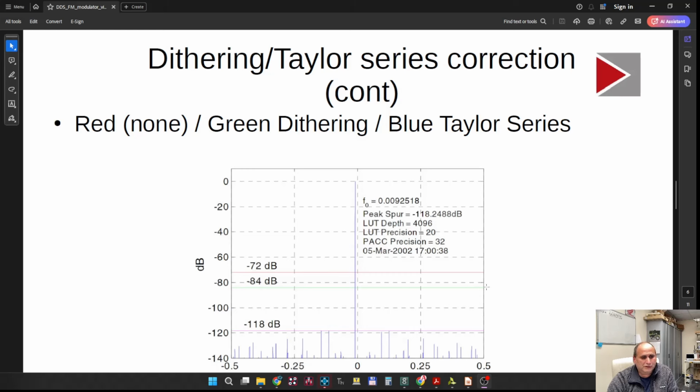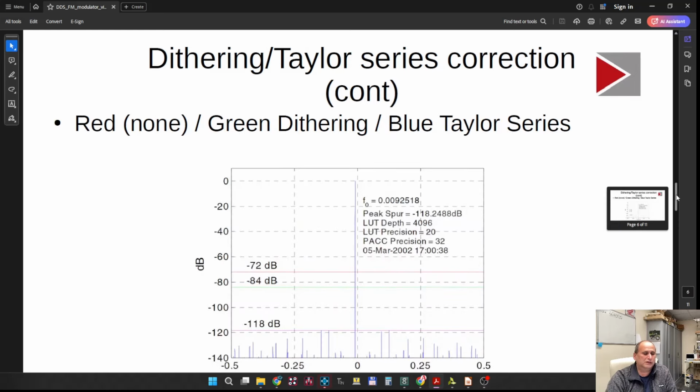Now the green line is when you use dithering and the red line is when you don't use any kind of correction. So you can see here that you nearly double it, or you make your signal to noise ratio much, much higher. Anyway, this is just things about DDS, which I'll show you in the UI how you deal with them.